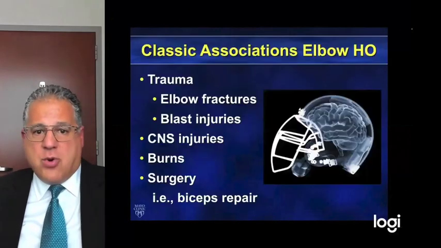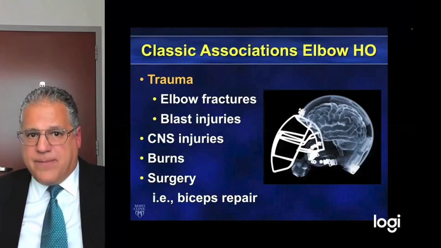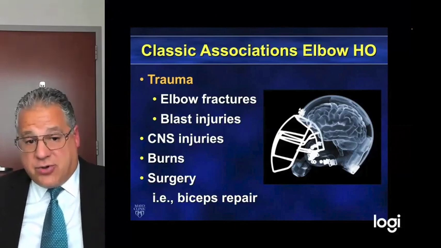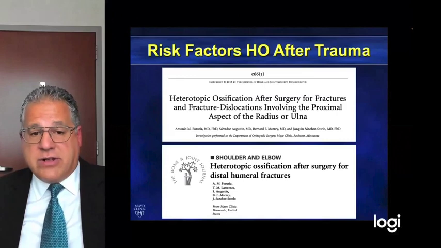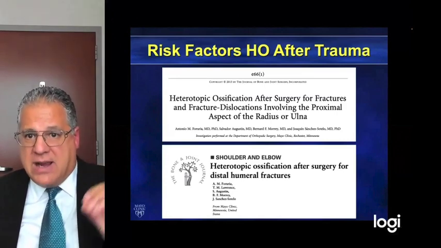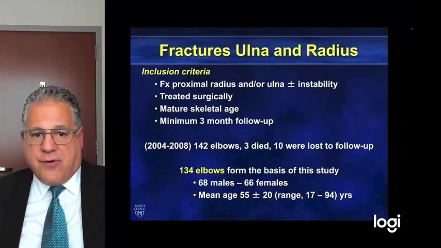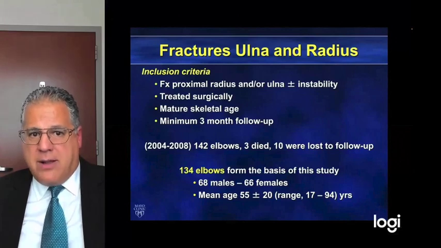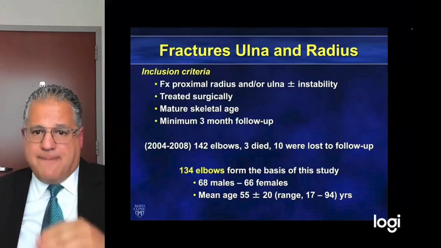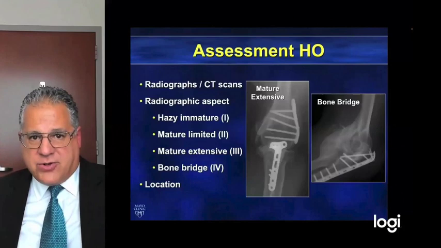What about HO formation? We know that the elbow really likes HO formation, and it happens after trauma. It happens after injuries to the central nervous system, after burns, sometimes after some procedures. And we've done a lot of work in our institution to understand what the risk factors for HO formation at the elbow are, specifically after trauma. We have two studies. In the first one, we looked at 134 elbows that all had a proximal fracture of the radius or ulna, with or without instability, treated surgically, and we identified all the patterns of injury.